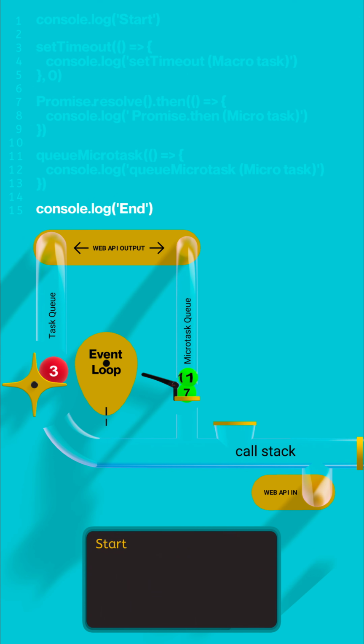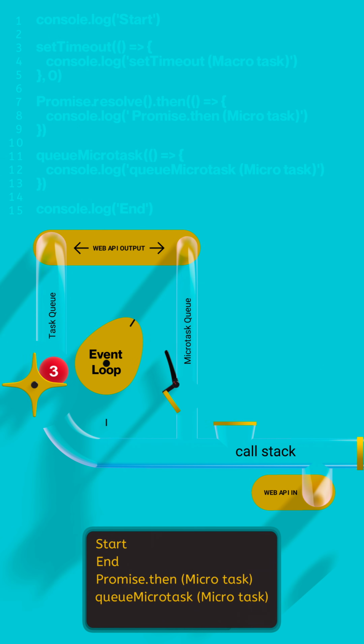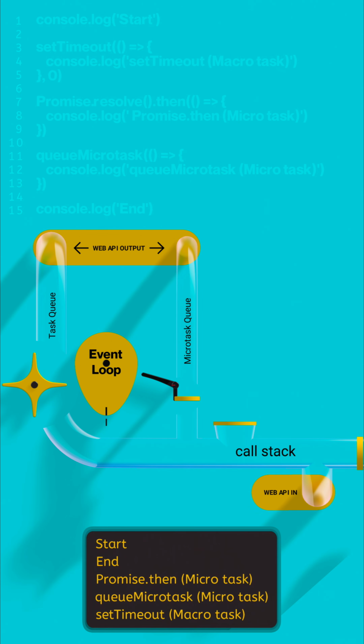At this point, the call stack is empty, so the event loop takes over. It first processes the microtask queue. It logs "promise microtask" and "queueMicrotask". Only after all microtasks have been executed does the event loop move to the task queue, where setTimeout fires and logs "setTimeout macrotask". This is how the event loop controls execution order. Synchronous code first, microtasks next, macrotasks last.